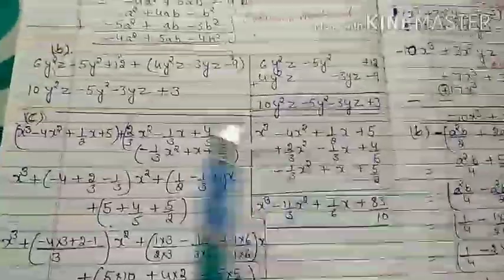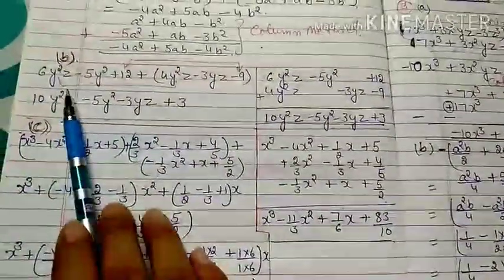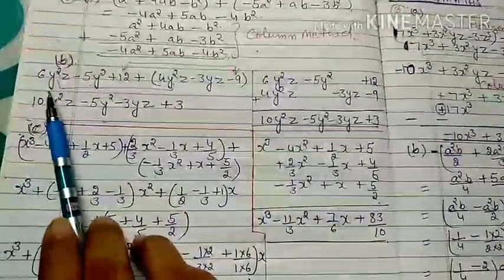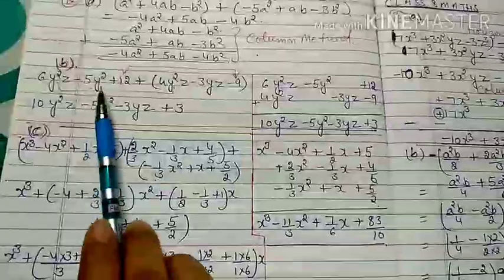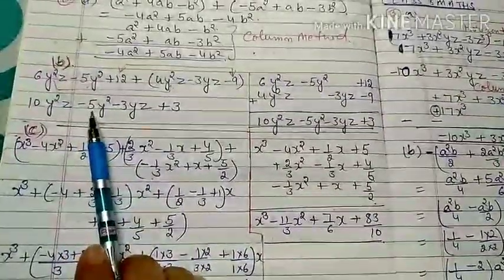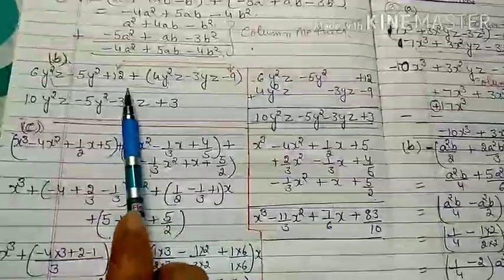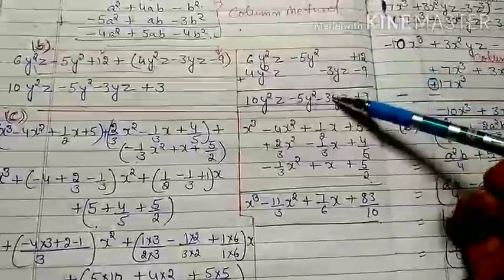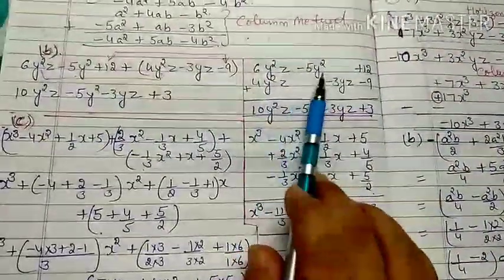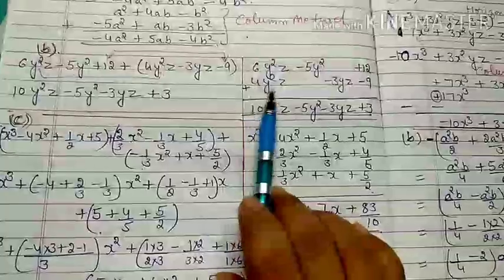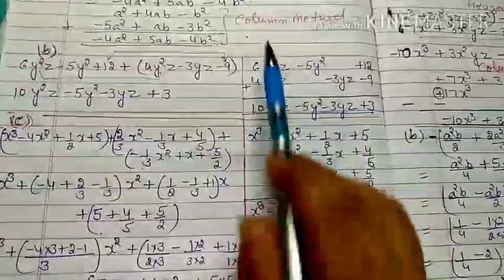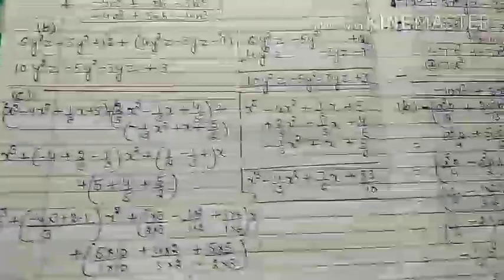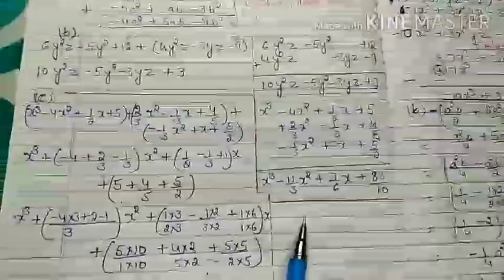Similarly in your B part, if I go with the horizontal method of addition: 6y²z − 5y² + 12. Only y²z is present. For 5y² there is no like term, we write it as it is. 3yz as it is, and 12 minus 9 gives me 3. Similarly if I go with the column method, 6y²z − 5y² + 12, then 4yz − 3yz − 9. In the column method you have to arrange the terms under the like terms, so that it will be easy for addition and subtraction.